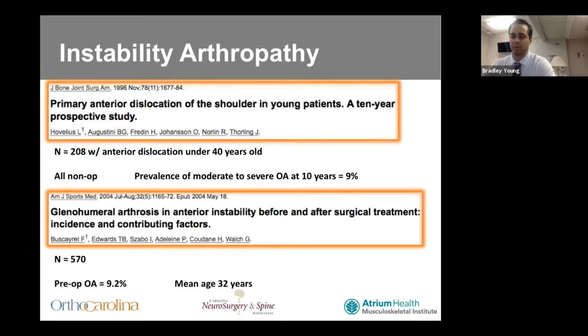What do we know about the prevalence of instability arthropathy after anterior instability events? So the top study shows that the prevalence of moderate to severe radiographic shoulder arthritis in non-op anterior dislocations was 9% in patients under 40. Obviously, this was a very heterogeneous population, so a follow-up study was done, which is the study below, which found a very similar rate, 9.2% of non-operatively treated single anterior dislocators by the age of 30.